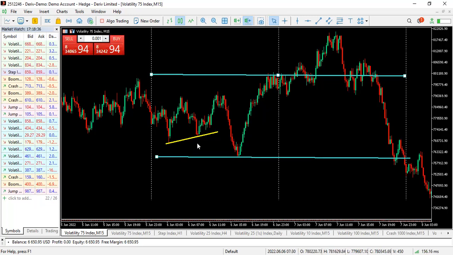So price took out liquidity, and after taking out liquidity, what's next? Price will retrace, and you would have gotten your trade there. But if you don't understand smart money, don't worry. If it's price action, you understand.